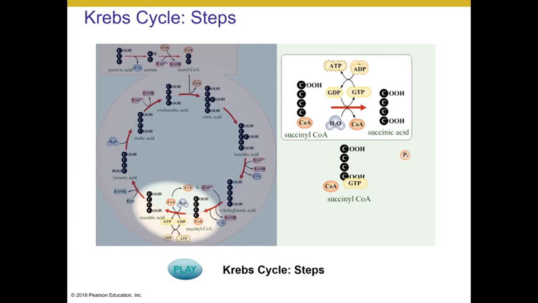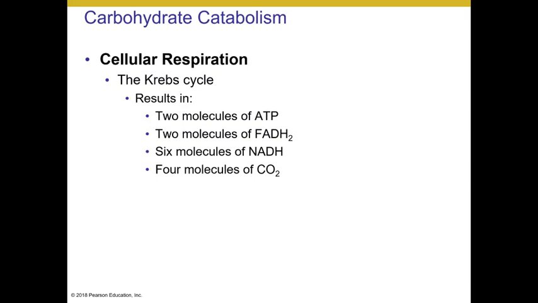Key NCLEX point: the Krebs cycle depends on oxygen indirectly. Without oxygen at the end of the ETC, the cycle backs up and stops. For every glucose, 2 turns of the cycle, we get 2 ATP, 6 NADH, 2 FADH2, and 4 CO2, waste gas we breathe out. The ATP is nice, but the NADH and FADH2 are the real jackpot. They'll make a huge ATP payout in the ETC.